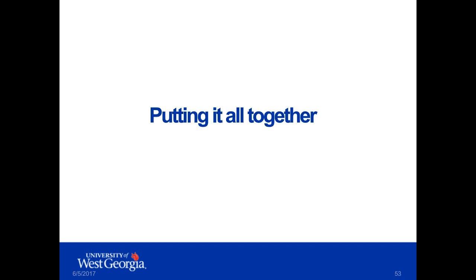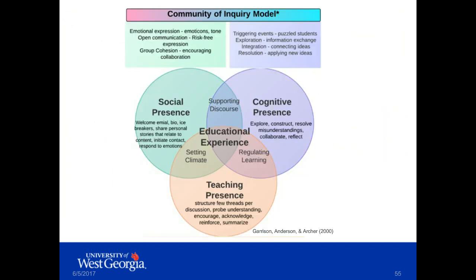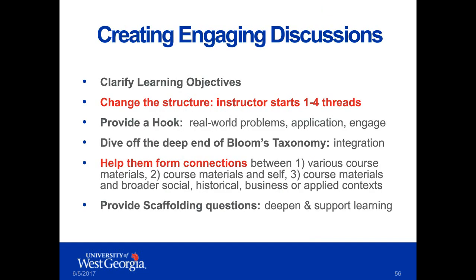So just sort of putting it all together, remember you need to get them to attend to information in order to process it. Got the community of inquiry model, having that social presence, being yourself. Bring yourself, your excitement into the classroom, into these discussions. And this is sort of a summary. This is in the handout. Make sure that the students and you are clear on those learning objectives. Start those threads, have a hook, Bloom's taxonomy, and then forming these various connections.